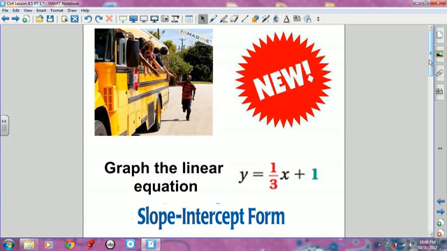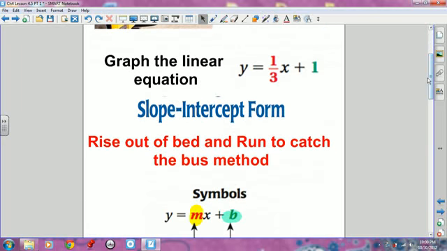Alright, so if you would, either in your notebook or on your piece of graph paper, write the linear equation y equals 1/3 x plus 1. And then write slope-intercept form. Slope-intercept form is the official name of this type of graphing.